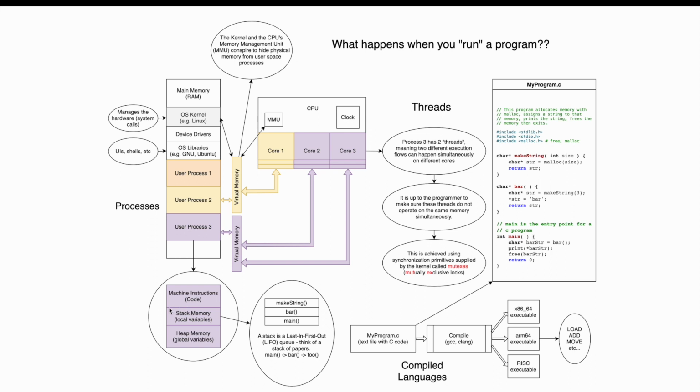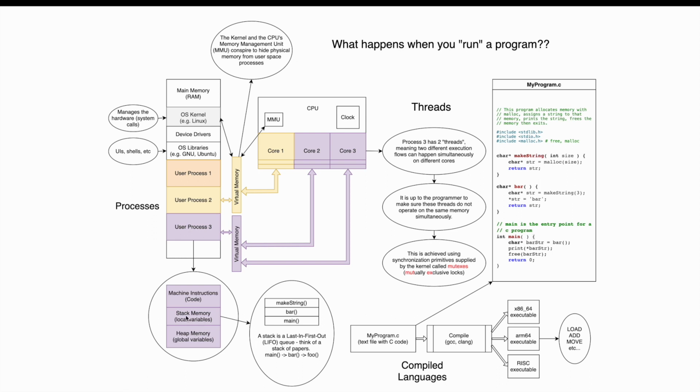Then we have data. These are going to be all the variables that we define in our program. And in a C program, and in many programs, there are two main types of memory reserved to hold variables. There is stack memory and there's heap memory. And these refer to how the data structure works for these memories.